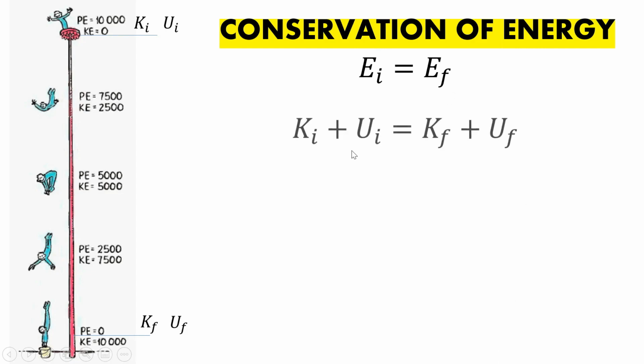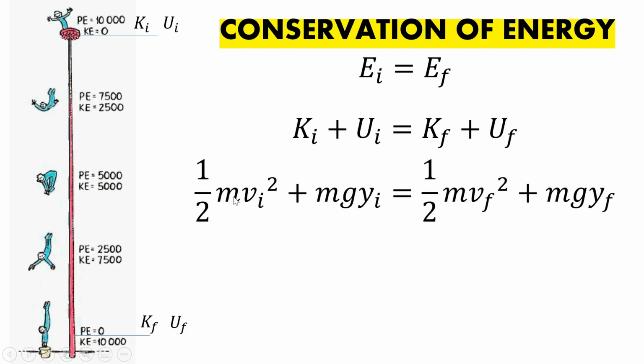So it means the initial kinetic energy plus the initial potential energy is equal to the final kinetic energy plus the final potential energy. If we substitute the formulas of kinetic energy and potential energy that we discussed before, this is 1/2 m v_i squared plus m g y_i equals 1/2 m v_f squared plus m g y_f. So this is the formula for the conservation of energy.